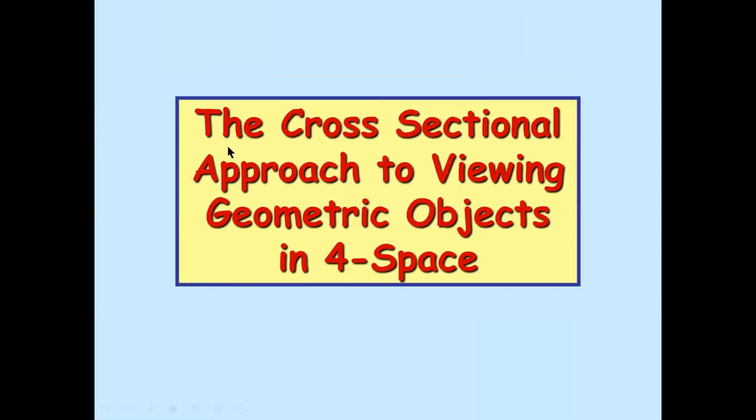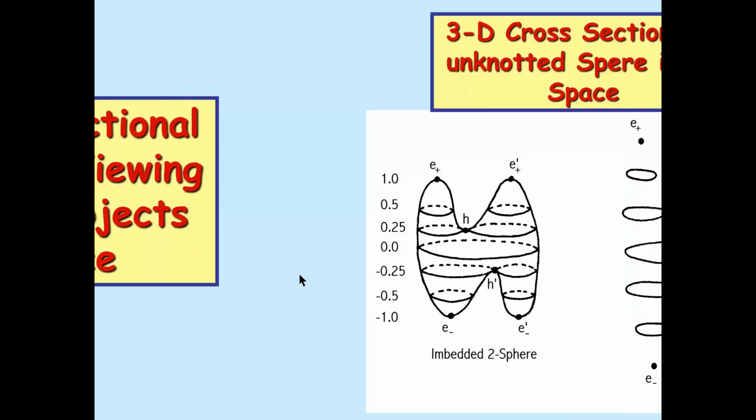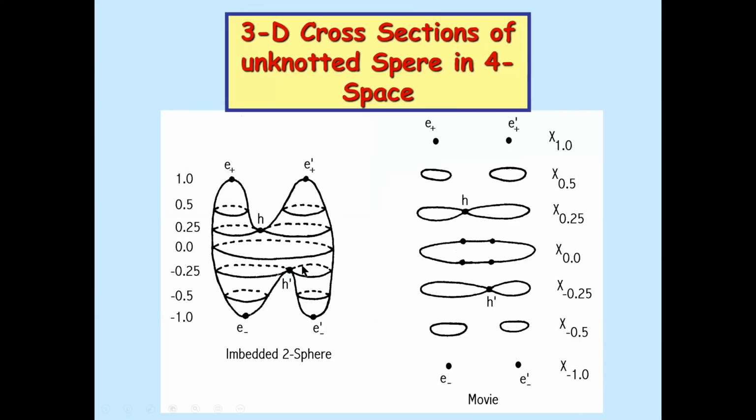Now the whole point of this is the cross-sectional approach to viewing geometric objects in 4D space. Here's an example. If we go back to our example in Flatland, we can also view this as a cross-sectional view of a surface in 4 space passing through the hyperplane. And this is essentially a sphere. The number of peaks and valleys minus the number of hyperbolic points is 2, the Euler characteristic of a sphere.